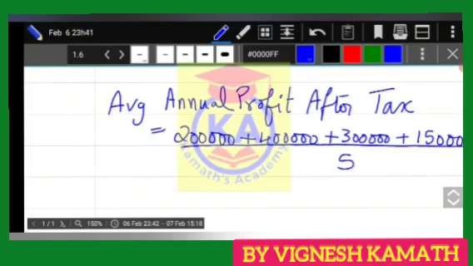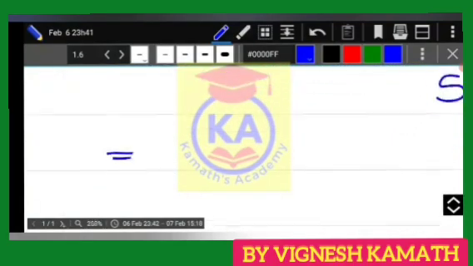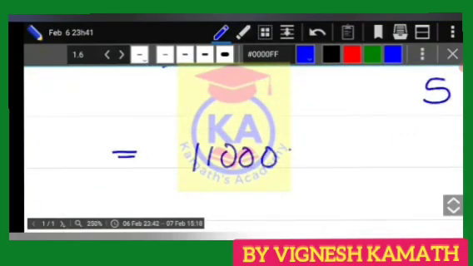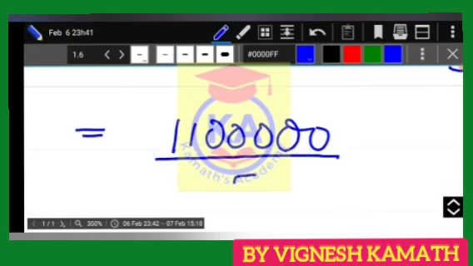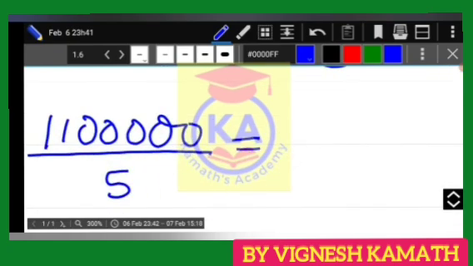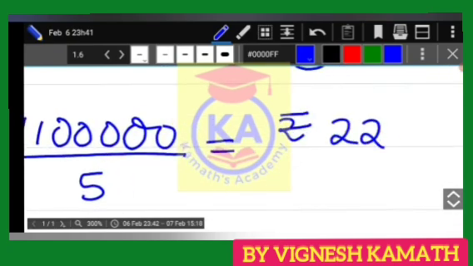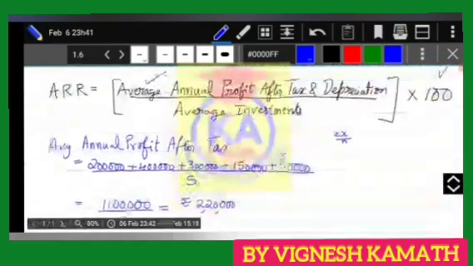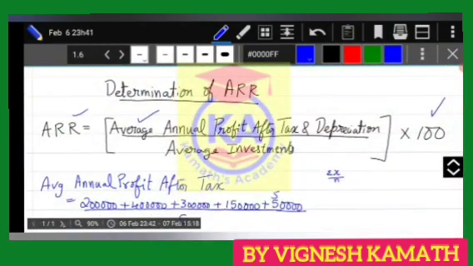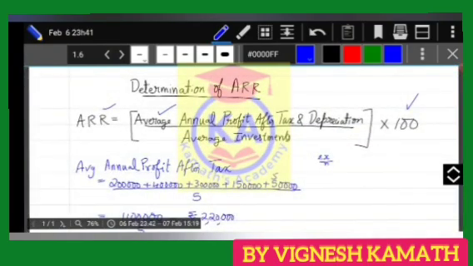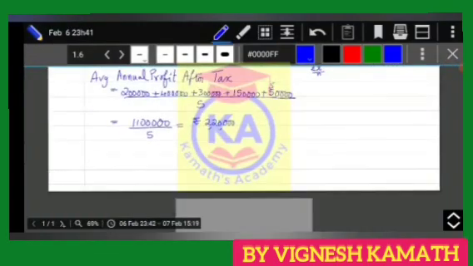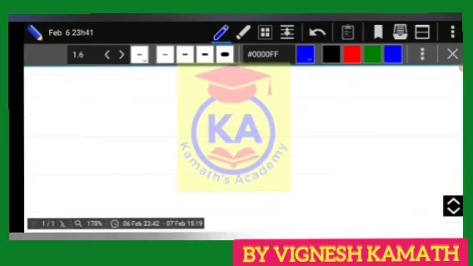Now let's solve. While adding all the numerator, you will get 11 lakh rupees. Now divide by 5. 11 lakh divided by 5, you will get rupees 2,20,000. This is not the answer. This is only the numerator part of the formula. Now we have to calculate the denominator part. Average investments. Now calculation is regarding average investments.